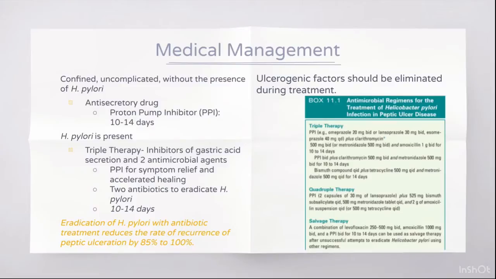PPIs are taken for symptom relief and accelerated healing. The 2 antibiotics are used to eradicate H. pylori. The patient will take these medications for 10 to 14 days. As well as prescribing medication, the physician may also take the patient off of ulcerogenic factors that may increase their chances of developing an ulcer.